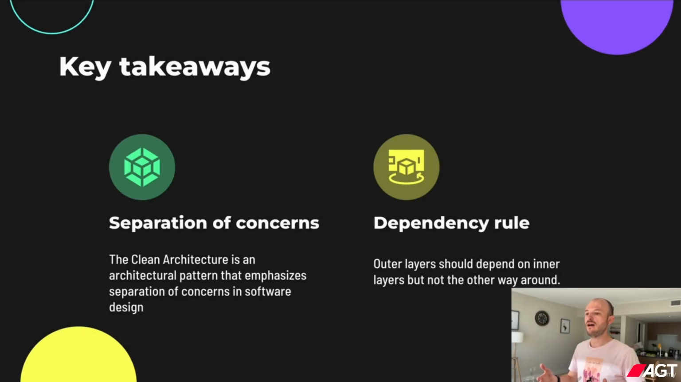Key takeaways are: first, the clean architecture is an architectural pattern that emphasizes separation of concerns in software design. This is still up to the developer to choose how they would like to divide the responsibilities. And second, dependency rule says that outer layers should depend on inner layers, but not the other way around. Great! Now we understand the key principles of clean architecture in general.